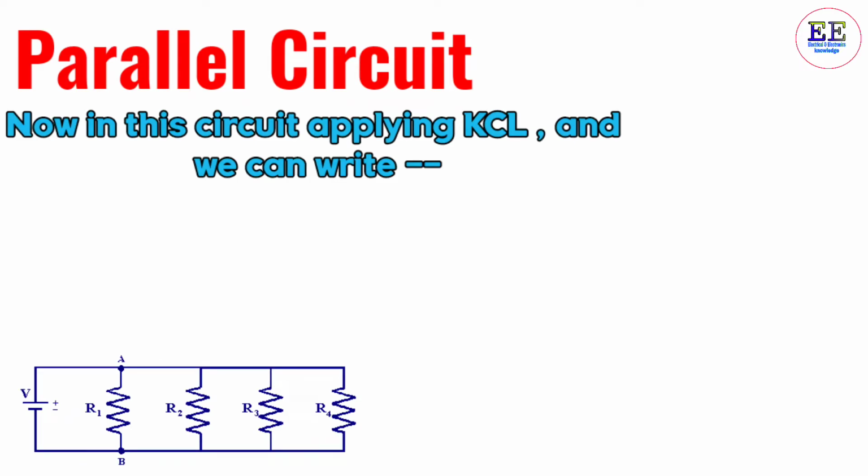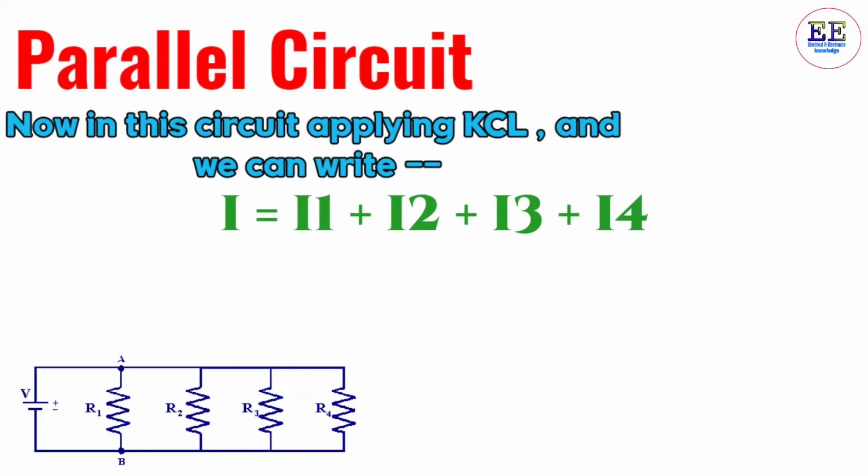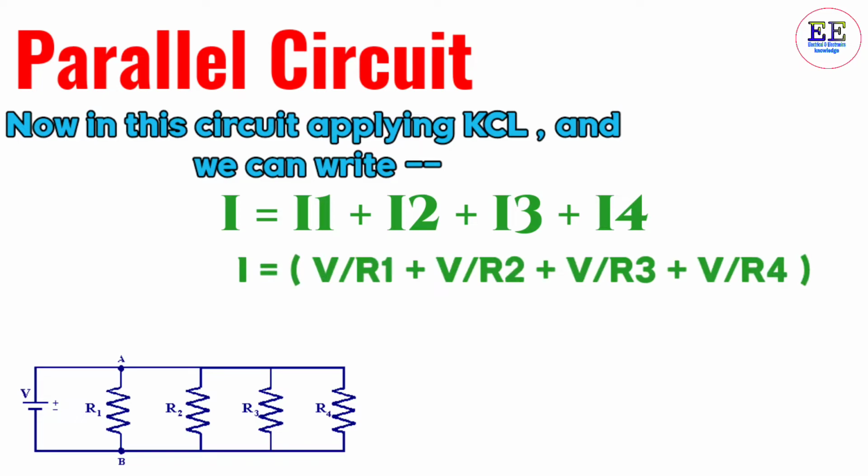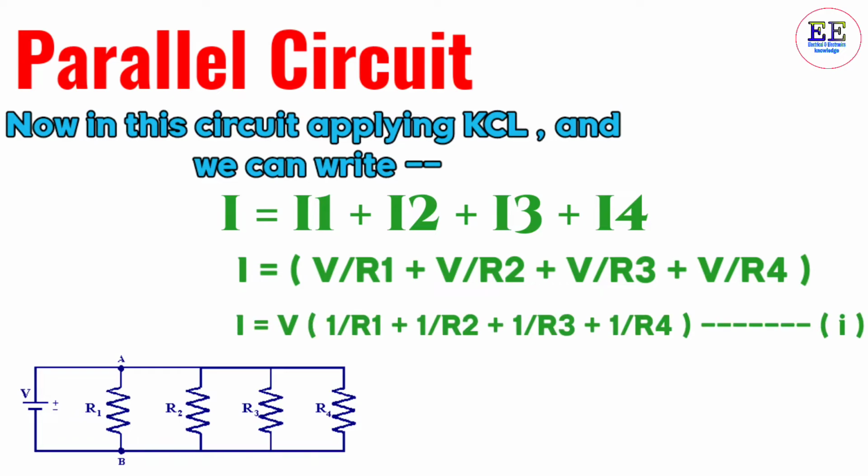Now in this circuit, applying KCL, we can write I is equal to I1 plus I2 plus I3 plus I4. Now applying Ohm's law, we can write I is equal to V by R1 plus V by R2 plus V by R3 plus V by R4. Or we can write I is equal to V into (1 by R1 plus 1 by R2 plus 1 by R3 plus 1 by R4). Let's say this is equation number 1.